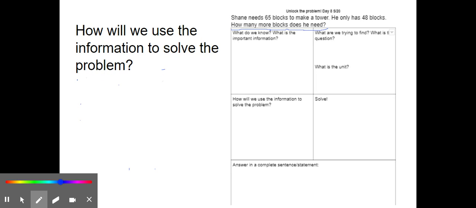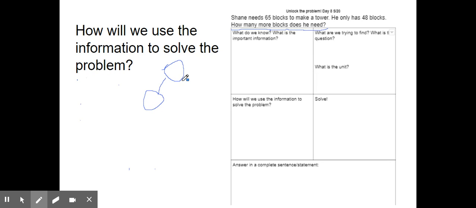To help me decide if we're adding or subtracting, I'm going to draw a number bond. It always helps me to think about if we're missing a part or the whole. Shane needs 65 blocks to make a tower. He only has 48. 48 is one part. It's all he has, and we know he needs more. He needs 65 to make the tower. So 65 is our whole. That's how many he needs altogether. That means that we are missing a part.